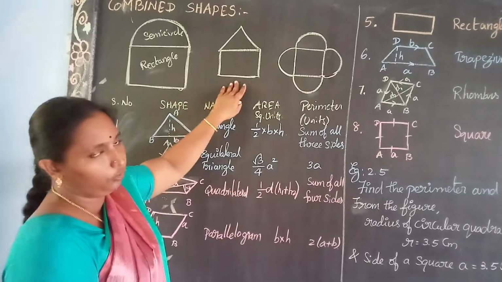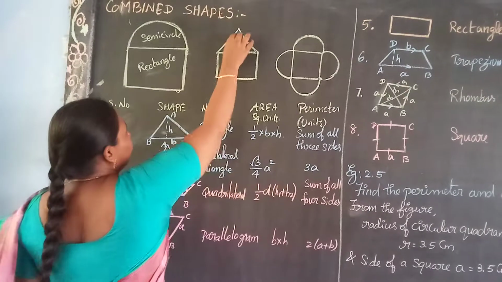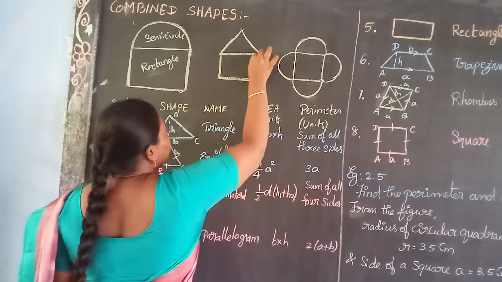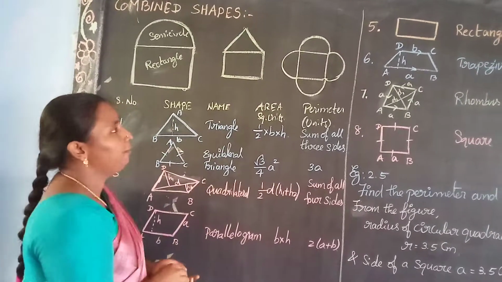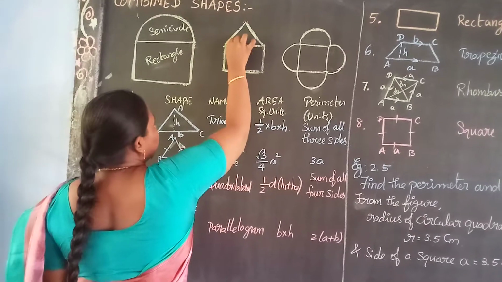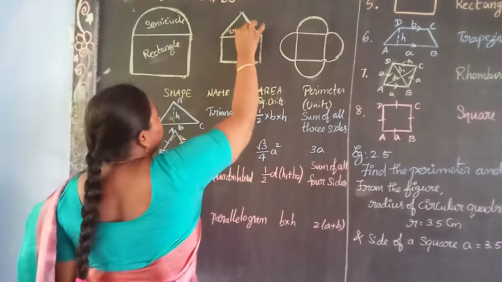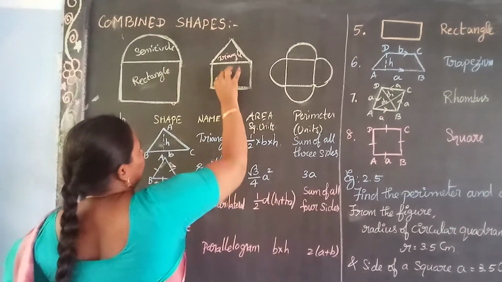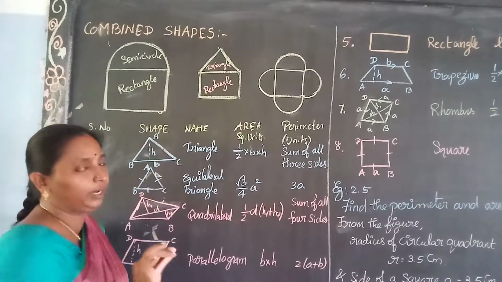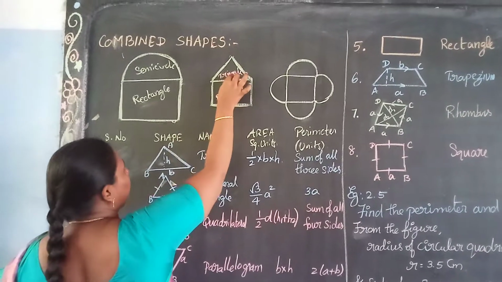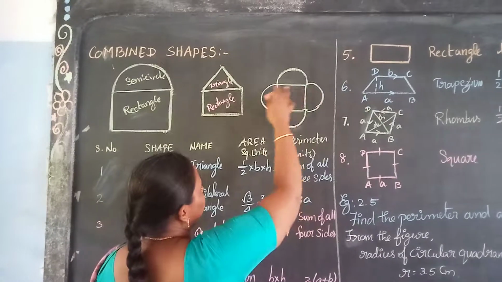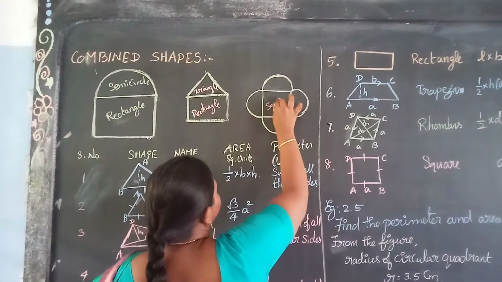Here also, how to find the perimeter of this shape? Just add the boundary lengths of this. If you add these lengths, you will get the perimeter of the shape. How to find the area of this now? Area of triangle plus area of rectangle. This is in the shape of a rectangle now, so if you want to find the area of this shape, you have to add the area of the triangle plus the area of the rectangle.